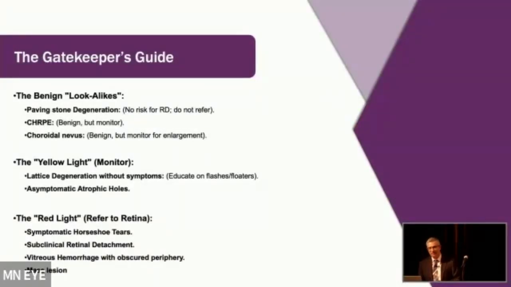And then these are the red lights. So again, we saw the examples, we already know that. Symptoms, symptomatic horseshoe tear, subclinical RD, vitreous hemorrhage, so with obscured periphery and with unknown cause, right?